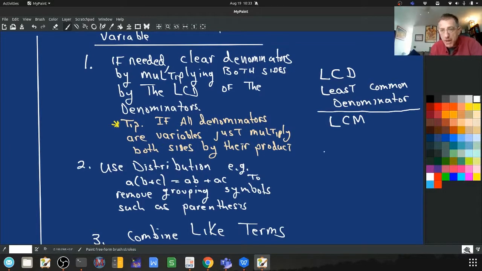So if I were to have a formula like R over S is equal to 2 pi times T divided by 4K, what I would want to do in that case, my LCD, would be, here are my denominators, 4 times K times S. So I would multiply both sides by 4KS.